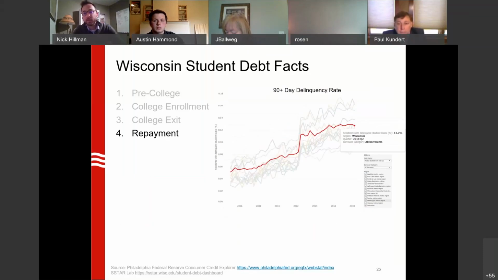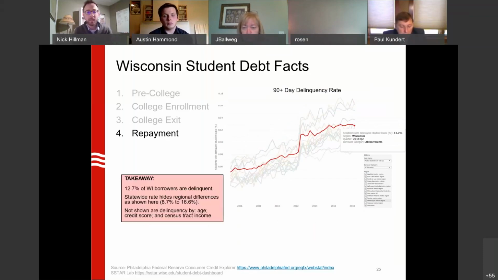Similarly, we've got a tool here that you can use to look at delinquency rates. These are again tied to the consumer credit report data. You can look at delinquency rates across these same metro areas over time, and you can disaggregate these by a number of different characteristics, but about 12.7% of Wisconsin borrowers are delinquent on their loans. That's below the national average, but it doesn't mean it's not a problem. Statewide rates range considerably across metro areas. You can also cut this by age, by credit scores, and by the income of the borrower's census tract. This particular data point uses credit panel data, so it includes both federal and non-federal debt.